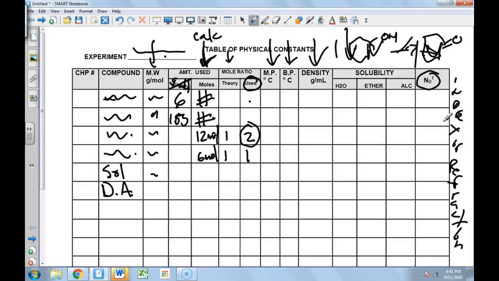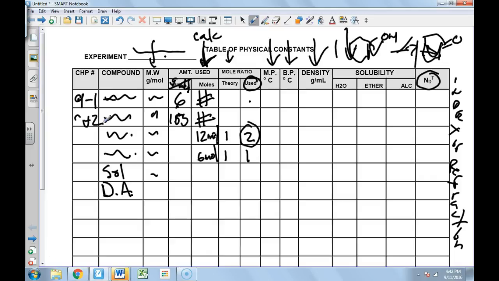The last thing is this CHP number. So you've filled out the chemical hazards and precautions, and you have numbered all your compounds in the CHP. So you're going to carry this over here. So this is going to be, let's say it's experiment 9. Okay, this is going to be 9-1, 9-2.